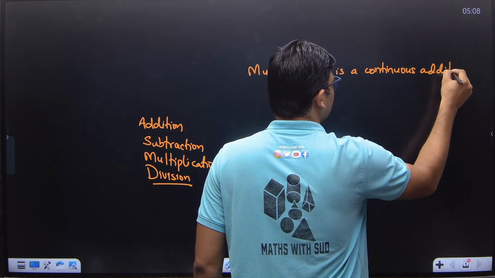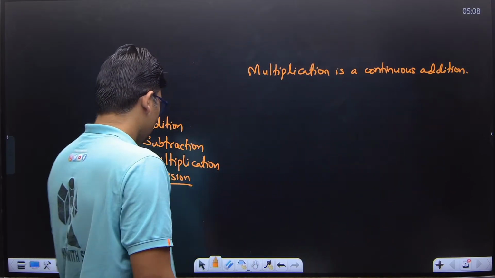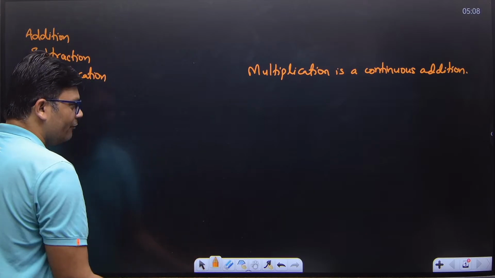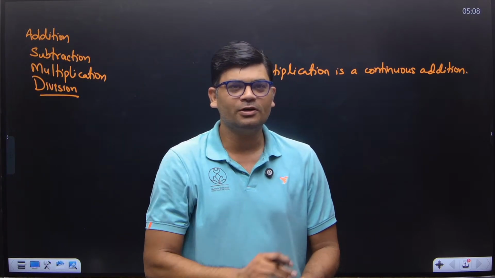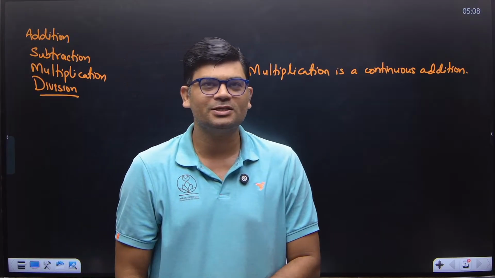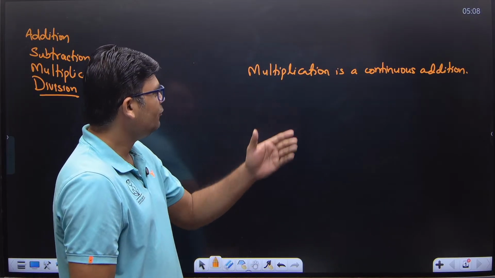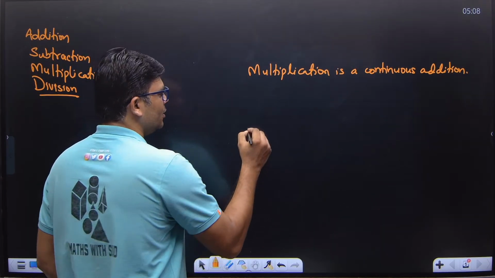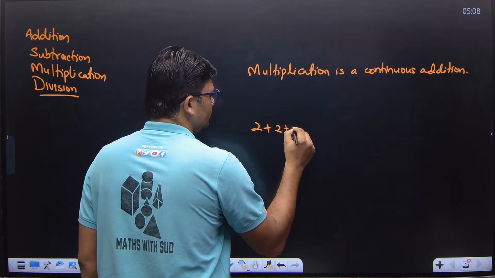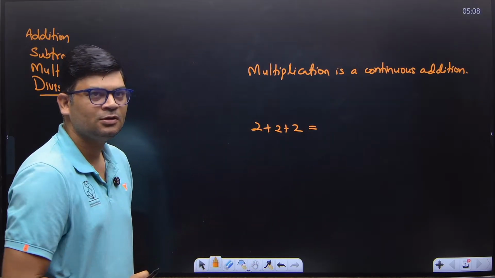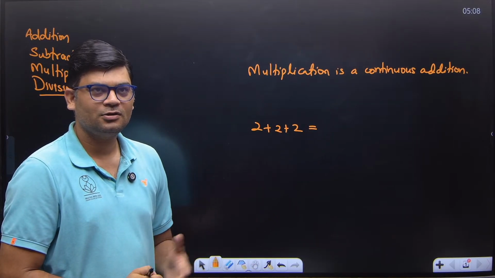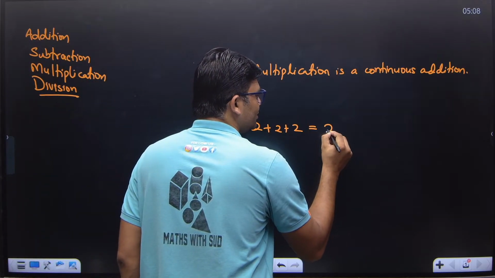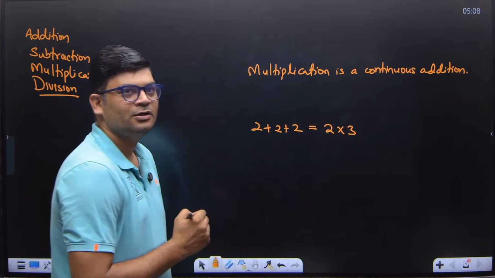We need to learn the multiplication tables as well. We have been given a calculator, but we need to learn it, because not every time does it look good to take out the calculator and do calculations. Some things are to be estimated, and that can be done only if you know the multiplication tables. So how is it a continuous addition? Suppose I say 2 plus 2 plus 2. 2 is added how many times? 3 times. So you can say that this is equal to 2 multiplied by 3.